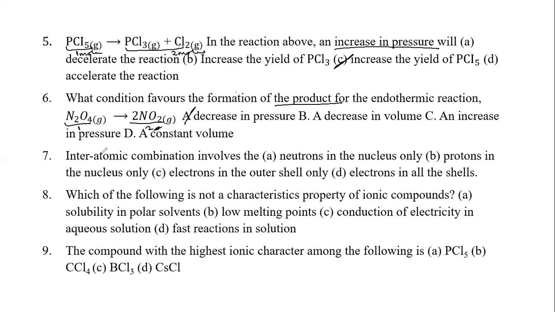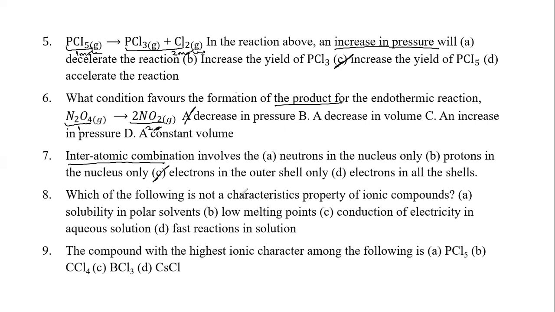Question number 7. Interatomic combination involves A, neutrons in the nucleus only, B, protons in the nucleus only, C, electrons in the outer shell only, D, electron in the shell. So the correct answer to that is electron in the outer shell only. Bonding, which is interatomic combination, that means you bring in 2 different atoms together. So bonding involves electron in the outermost shell. That's option C is the correct answer.